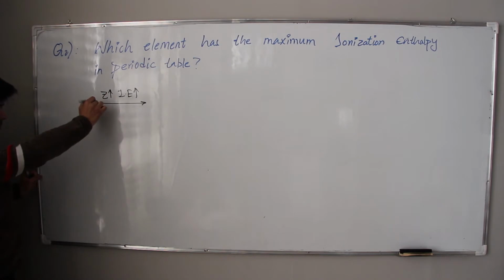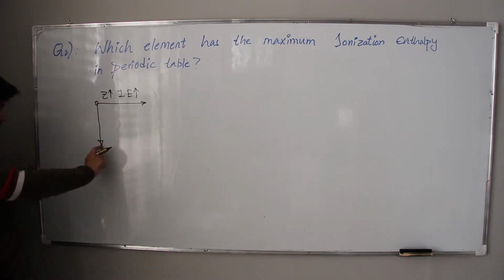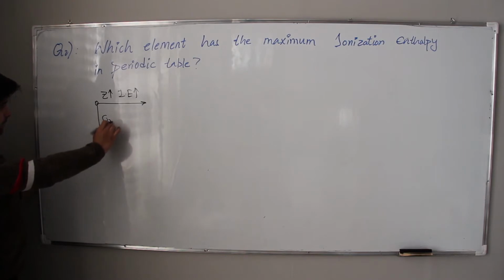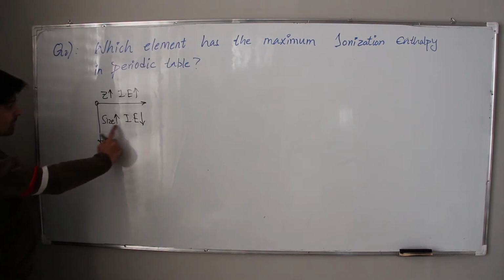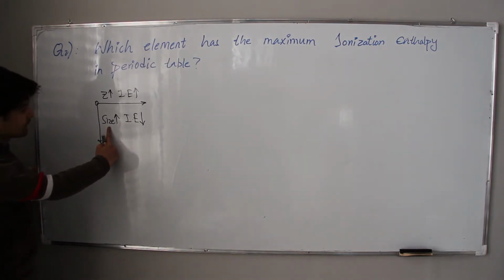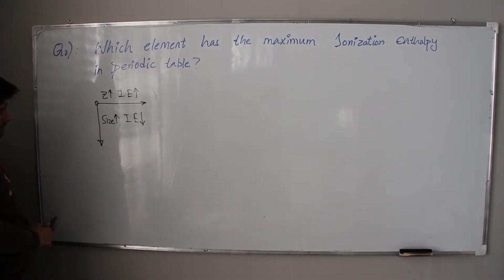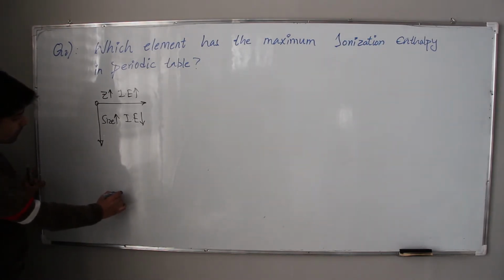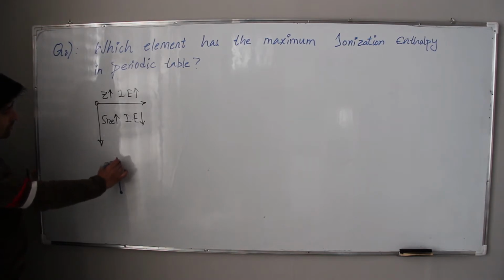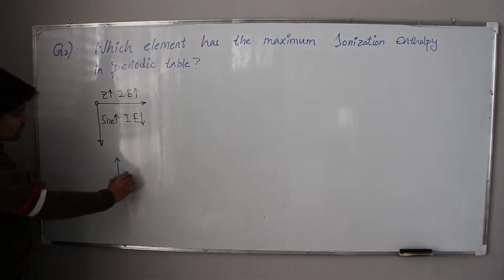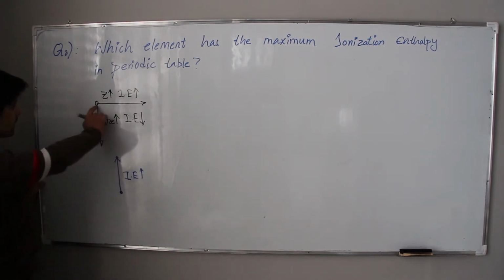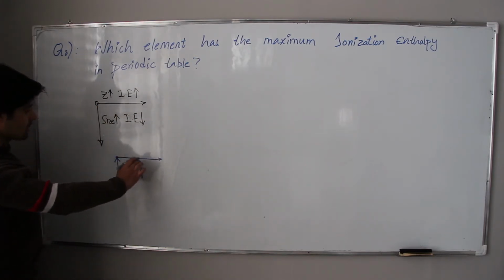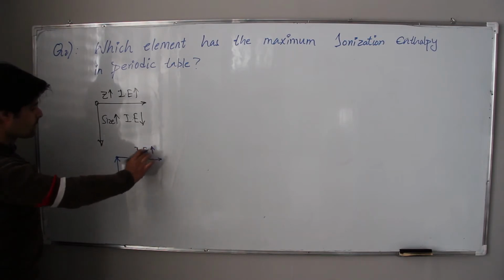If you go in groups from top to bottom, size is increasing, ionization enthalpy is decreasing. Why? Because it is inversely proportional to the size. Now vice versa, from bottom to top, size is decreasing, ionization enthalpy is increasing. Also in a period, from left to right, ionization enthalpy is increasing.